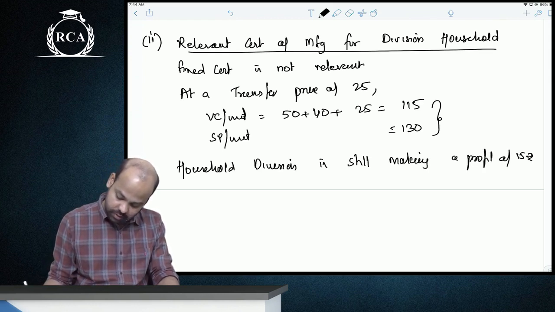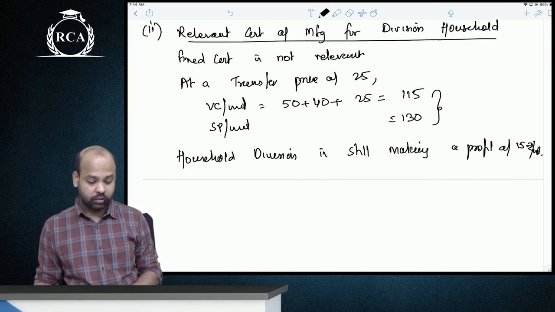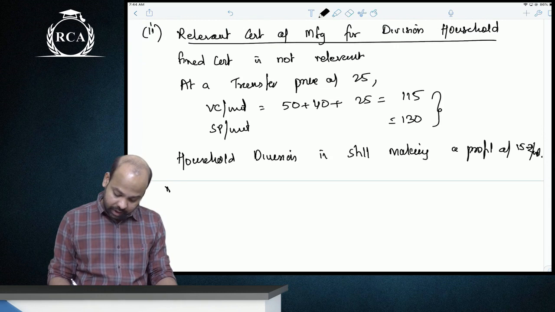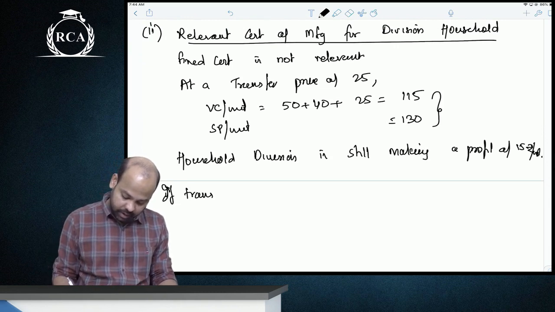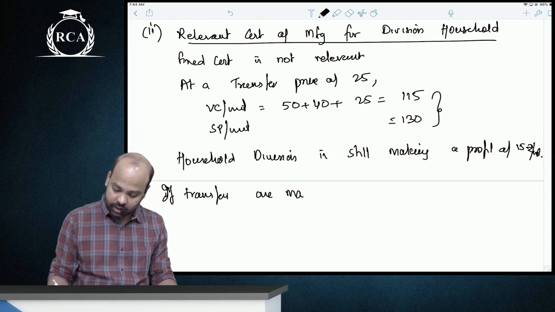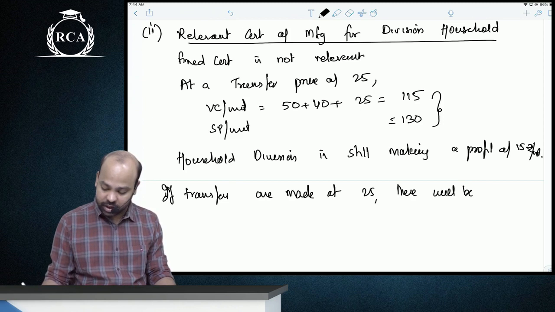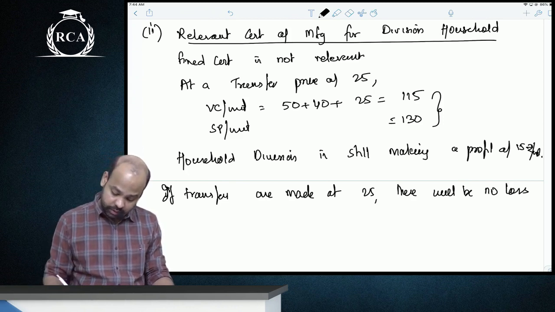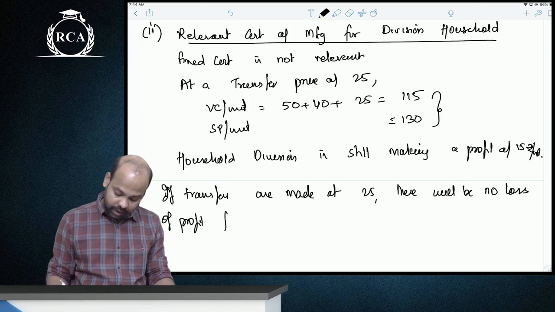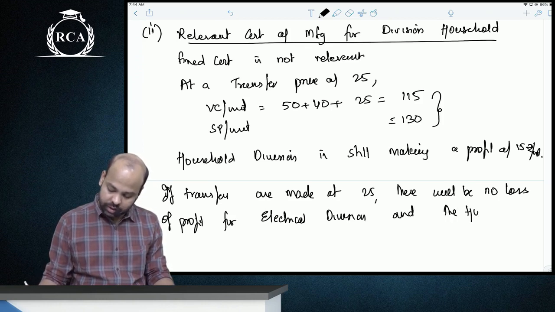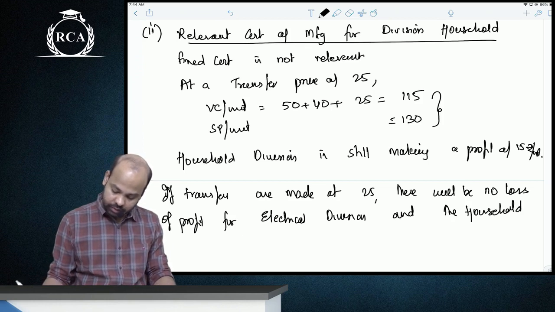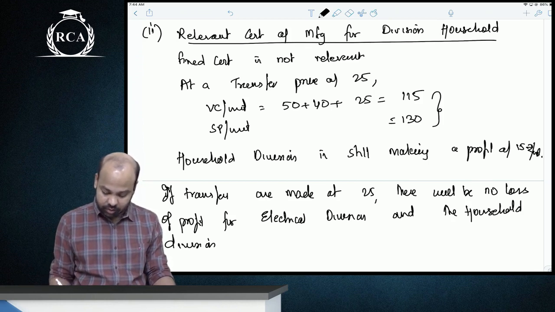Yes or no? So please understand, guys, if transfers are made at 25 rupees, there will be no loss of profit. It is not about whether the first division is making more profits. There will be no loss of profit for electrical division. And the household division would additionally make 15 rupees per unit.